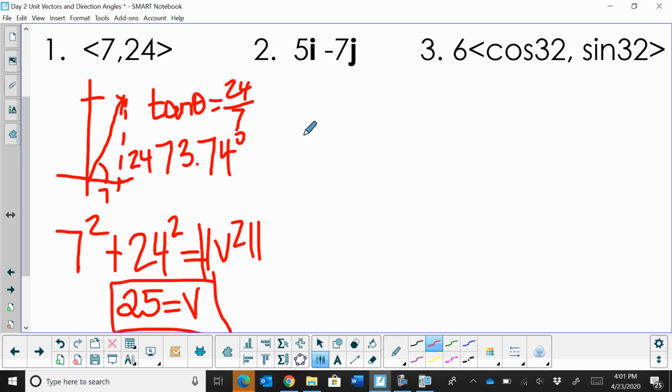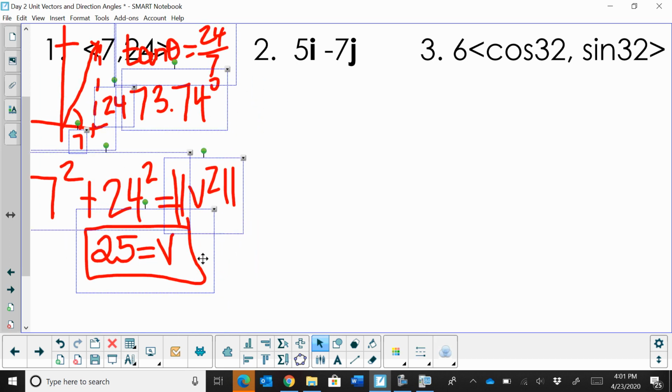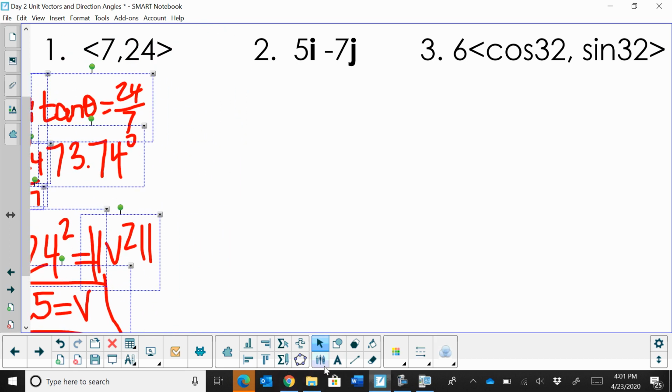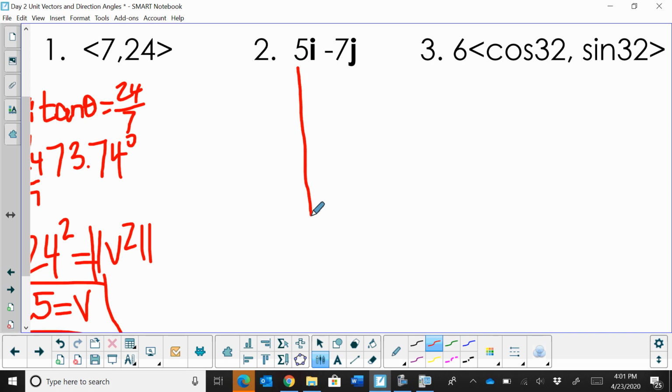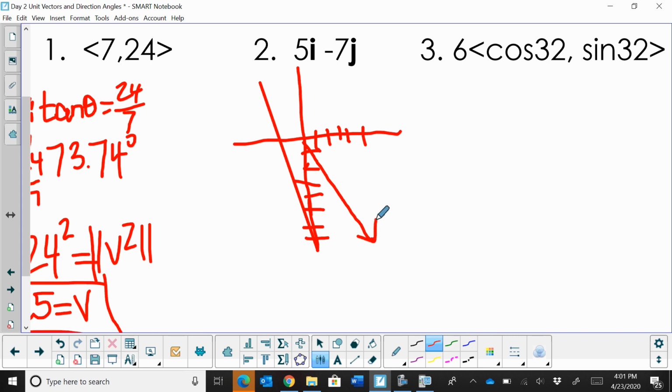Okay, so now let's look at the second one. Rather than erase it, I'm just going to make it small for now and slide it to the side. Now the second one, remember, this one's not in quadrant 1. This one has a positive 5 and a negative 7. I'm just sketching these so you can get a sense of what they look like. Okay, there's my vector. Positive 5 is this direction, negative 7 is this direction for my triangle.